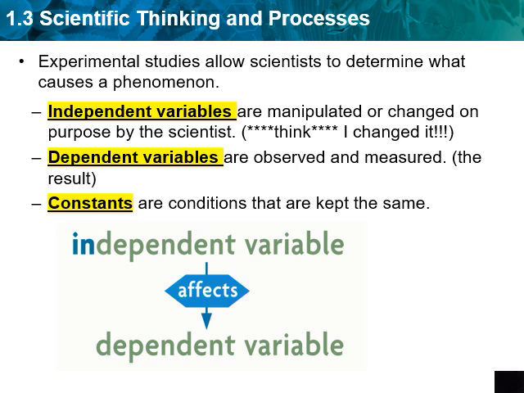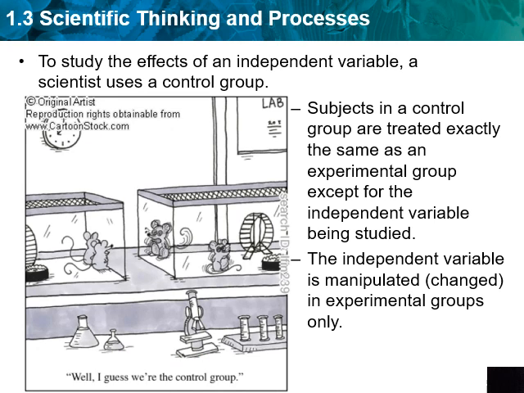And our independent variable affects the dependent variable. To study the effects of an independent variable, a scientist uses a control group. The control group gets everything the same that the other group would get. So they're treated exactly the same as the experimental group, except they do not get the independent variable.